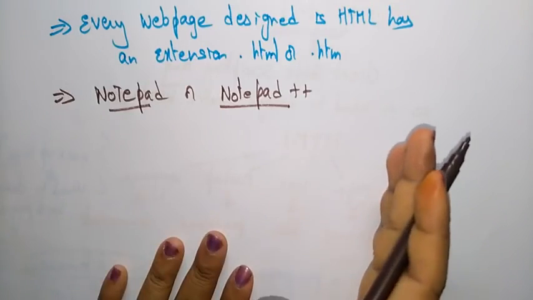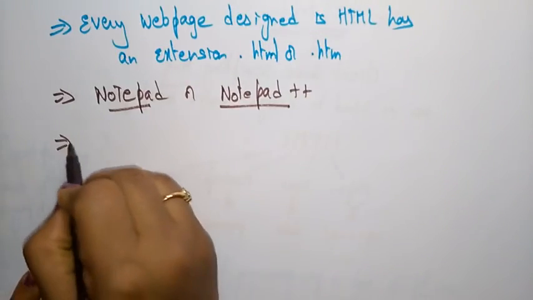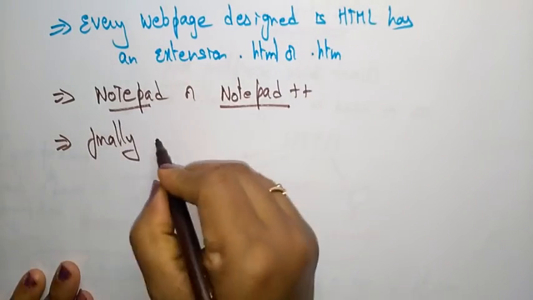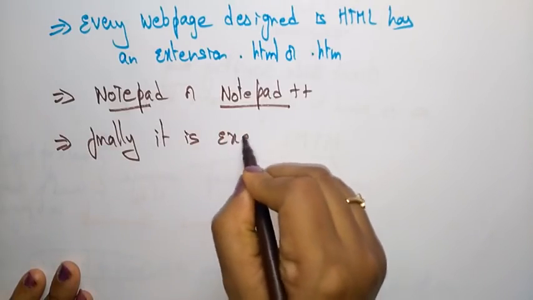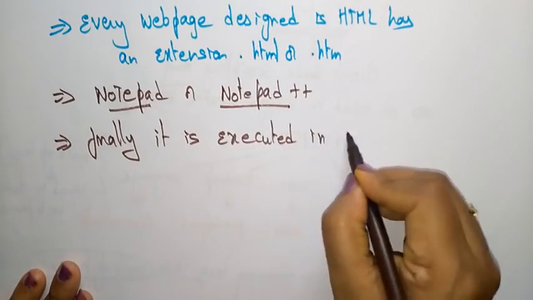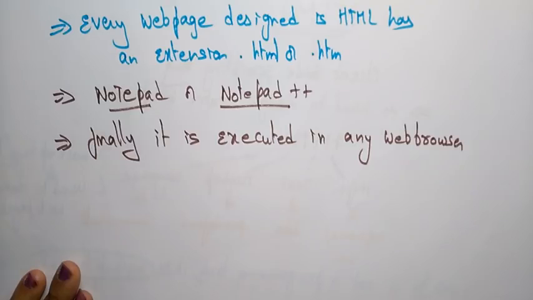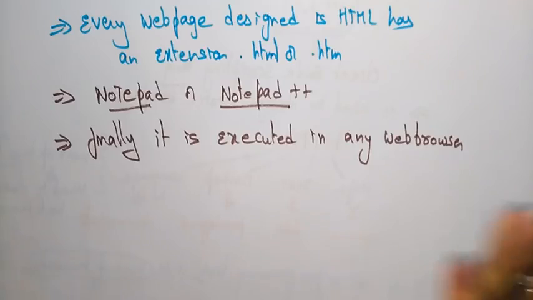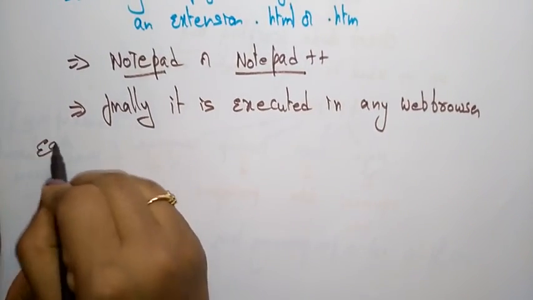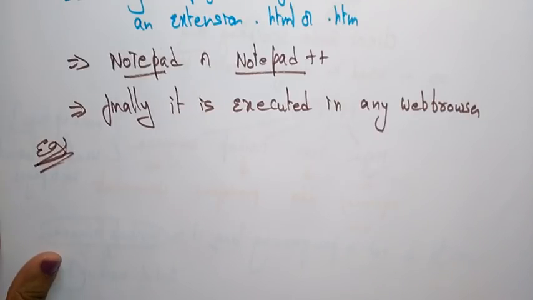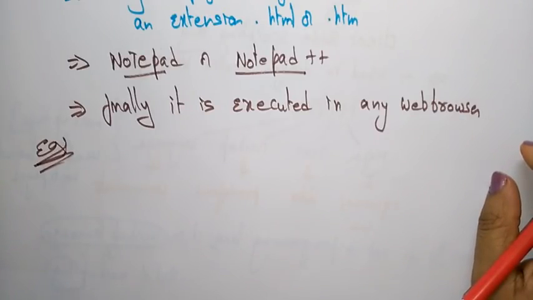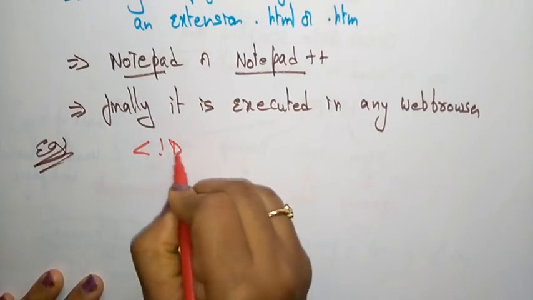Every HTML script will be executed in any web browser. So whenever you save this hypertext markup language file, it will be executed in any web browser. So let me write a simple syntax of this HTML. I said that HTML is a markup language. It is not a programming language. The markup language consists of markup tags. So this is the tags representation.